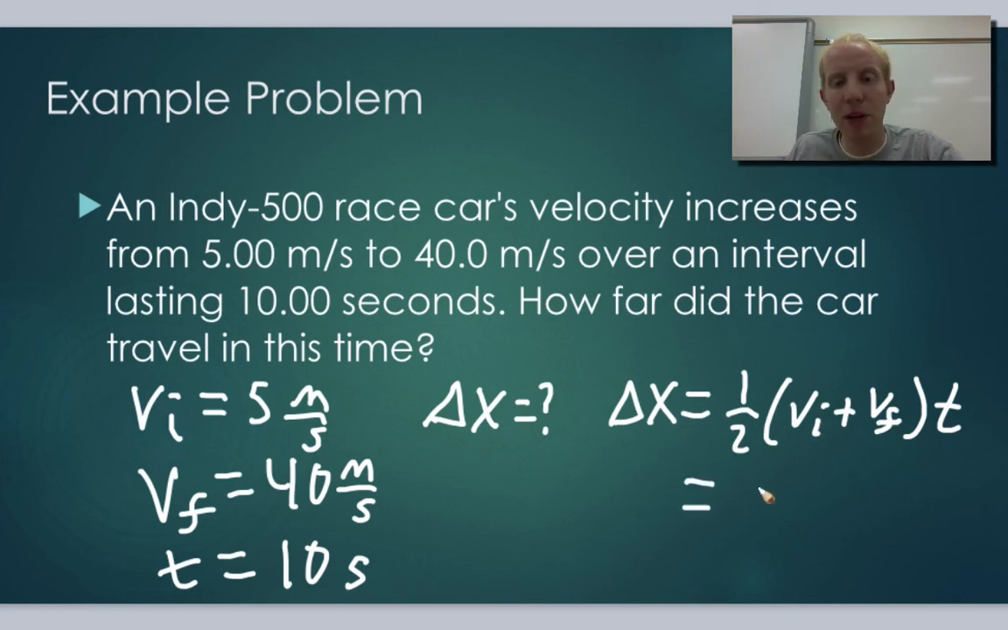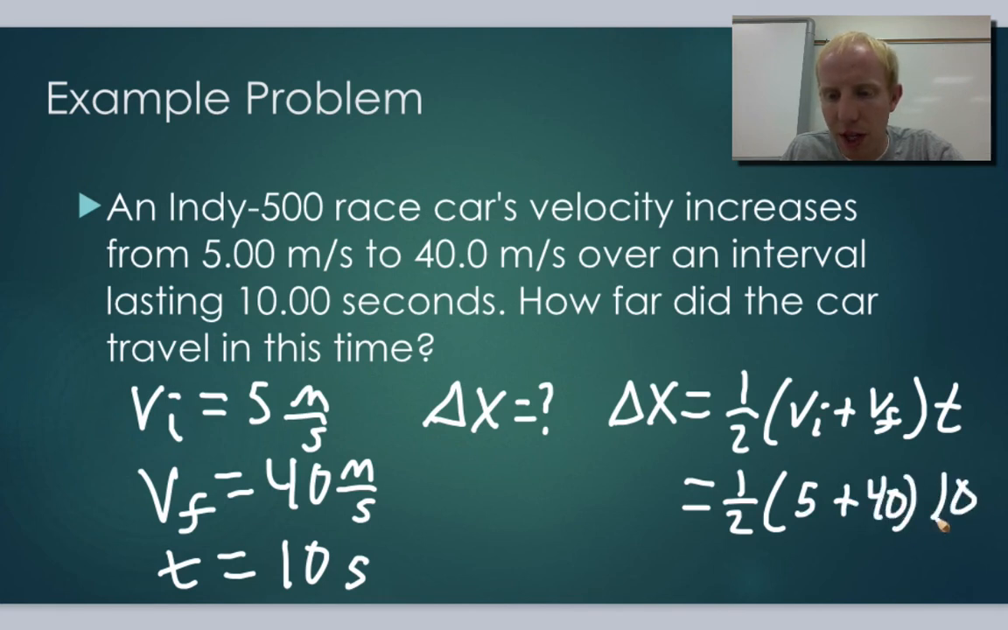That's what we want to use. Then we just plug in what we know. So 1/2 times, in this case, the initial velocity was 5, the final velocity was 40, and the time was 10. We plug that into our calculator: 0.5 times 5 plus 40 times 10. And we get that the car traveled a total of 225 meters, again because this is a change in x, or a displacement. So that's how far the car traveled in that time.